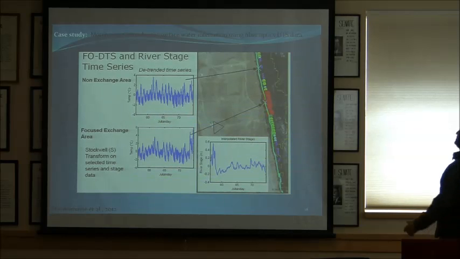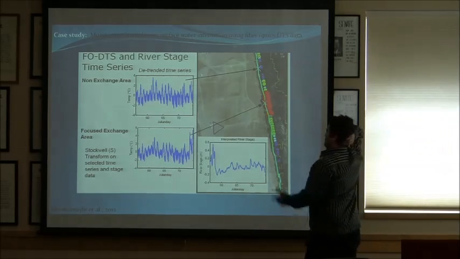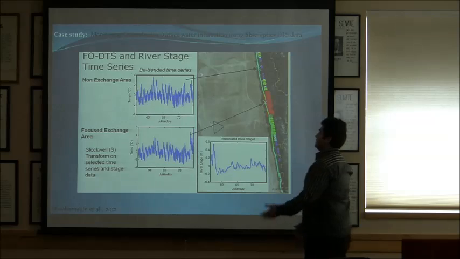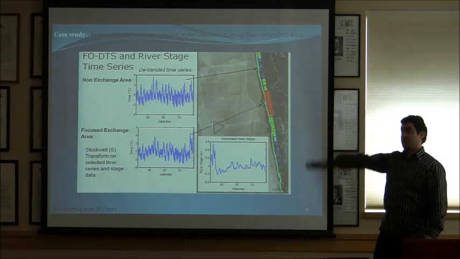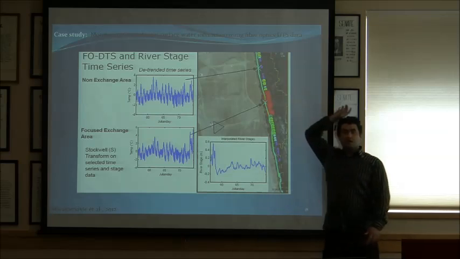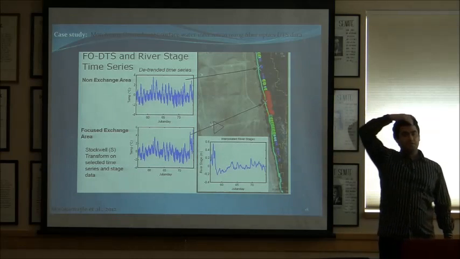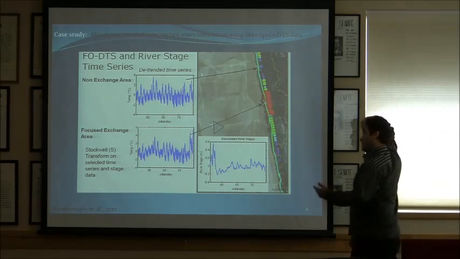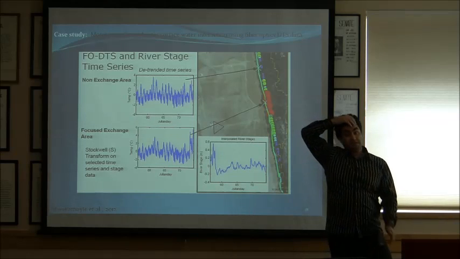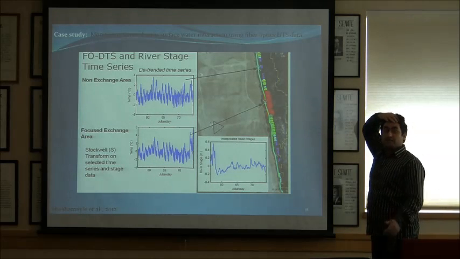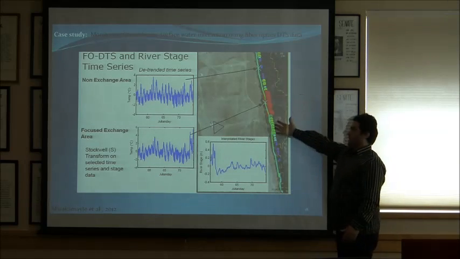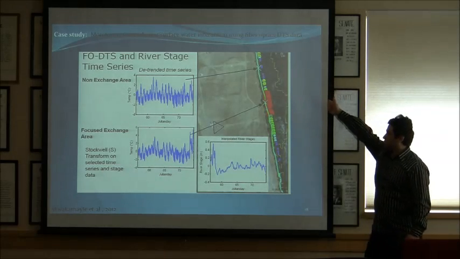Okay, so another case study. I think some people here know about it. It's fiber optics DTS data. It's just a fiber optic cable, and you measure the temperature at every 1 meter along this cable. It's fairly new again, and people use it a lot in hydrological applications to study, for example, groundwater and surface water. Again, I was involved in that study.